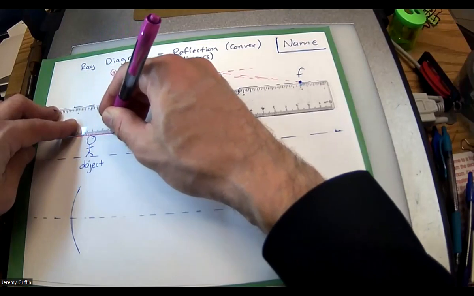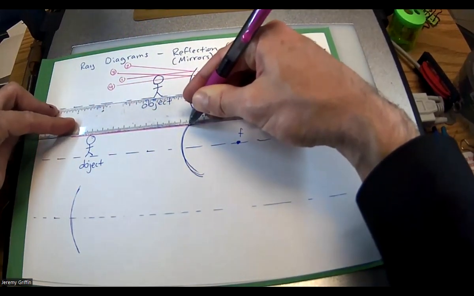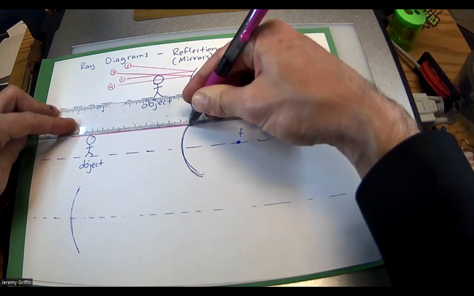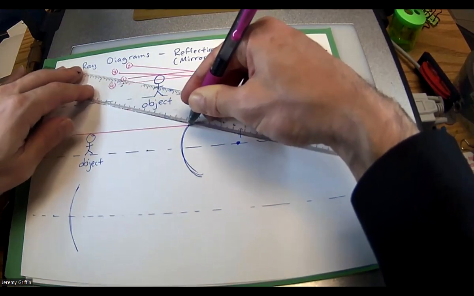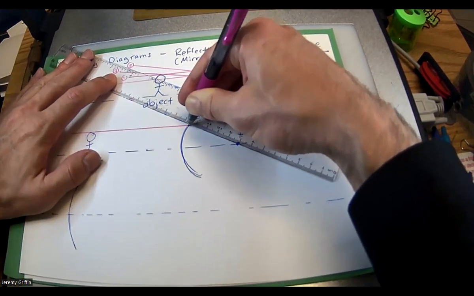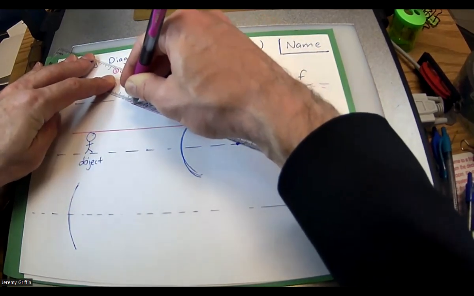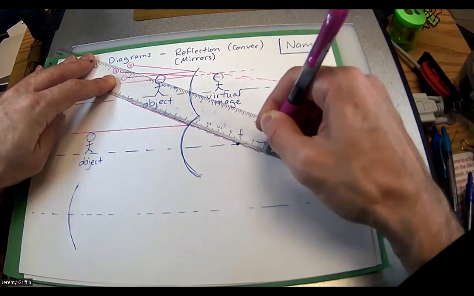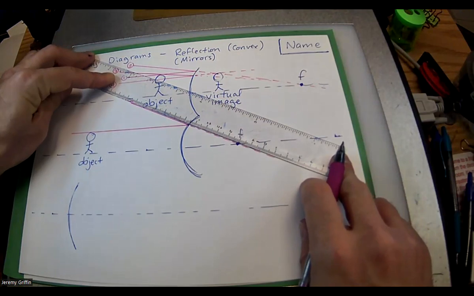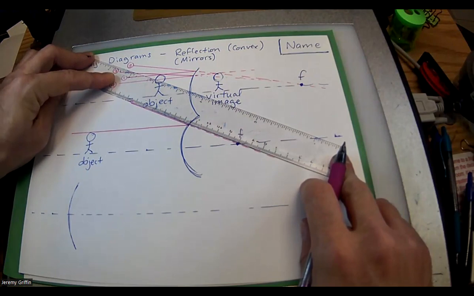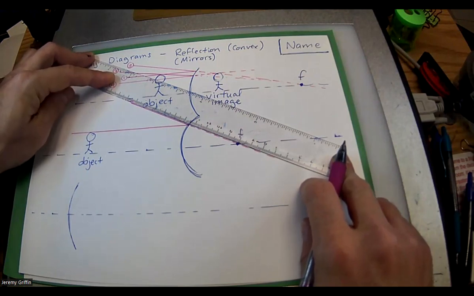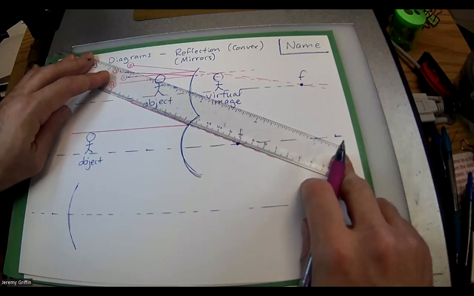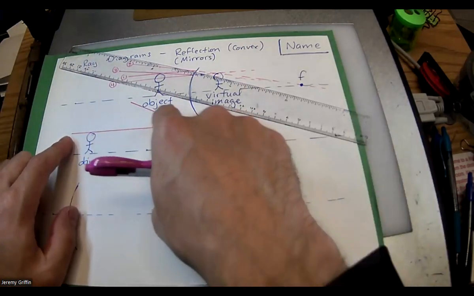Shoot a laser light that skirts the top of its head parallel to the ground. Here's your first line. You guys got that? Top of its head, parallel to the ground. That's going to bounce off in a way that aligns with the focal point. Boing, just like that. Now I'm going to extrapolate backwards behind the mirror. You guys good? Okay, so that's that ray of light.